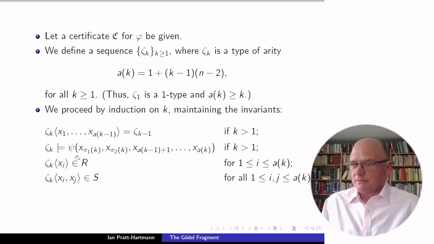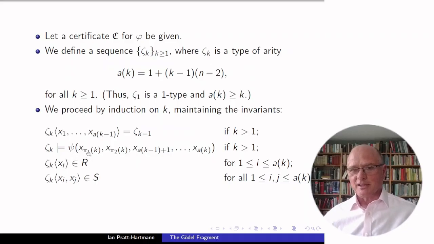Okay, so this is a little bit tricky, but you've got to remember that pi 1 of k is just a number between 1 and k. So it's certainly one of the variables in zeta k, and pi 2 of k is the same. So we have two variables here, which are just variables between x1 and x a of k, the last variable occurring in zeta k, and this collection of variables satisfies psi.